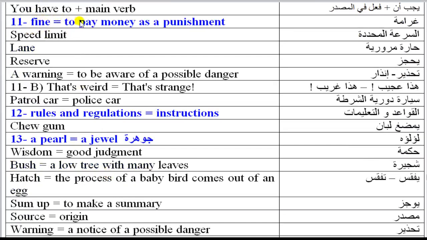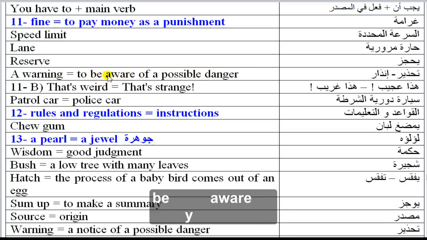Eleven. Fine. To pay money as punishment. Speed limit. Lane. Reserve. Warning. To be aware of possible danger. Be a yeah sound. Be aware of possible danger. 11B. That's weird. That's strange.